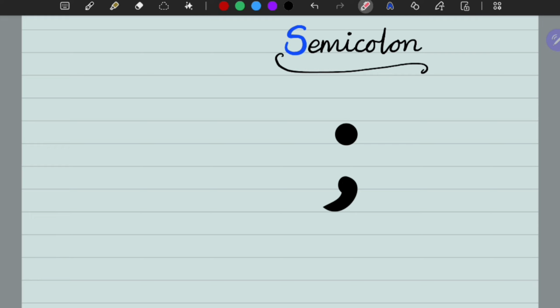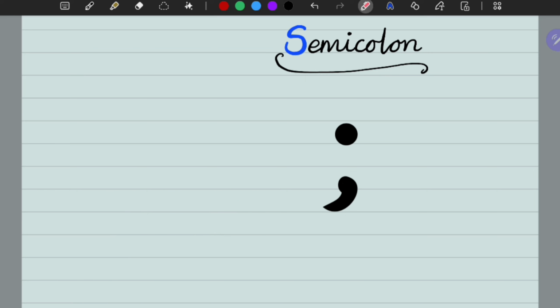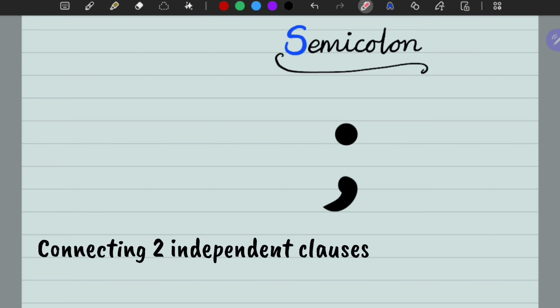Today we're going to learn how to use the semicolon. Now this is the perfect piece of punctuation that upgrades your writing and really shows off your knowledge of English grammar. It can be used for a few reasons in English, but we're only going to be looking at one way today, connecting two independent clauses.